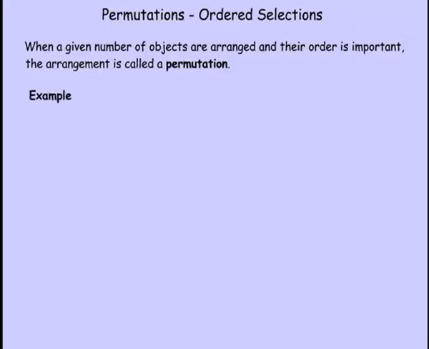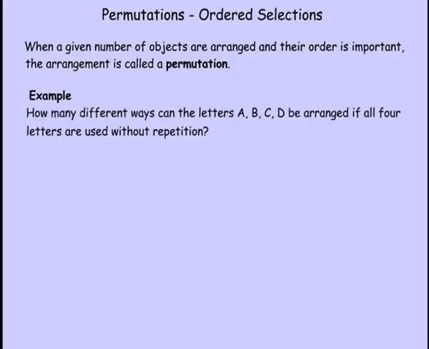An example: how many different ways can the letters A, B, C and D be arranged if all four letters are used without repetition? While solving that, we're going to draw a list up firstly. We're going to look at two methods. We'll draw up a list and then we'll look at an alternative method. Let's start with A and let's systematically list every arrangement of the four letters.